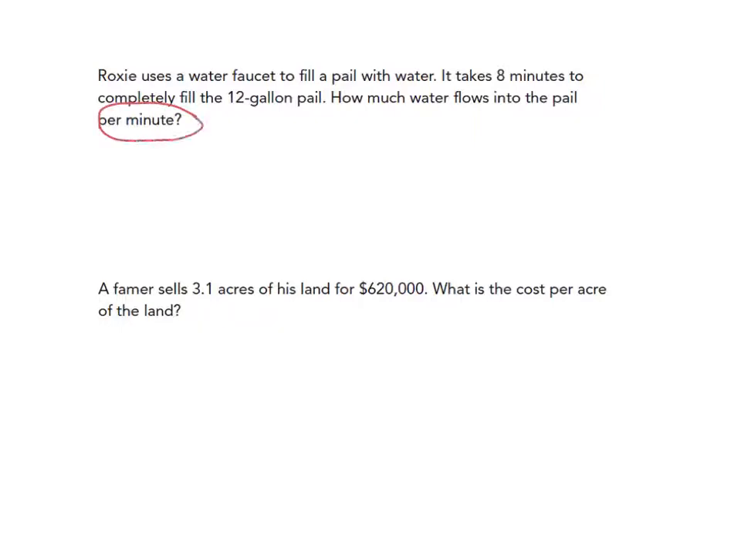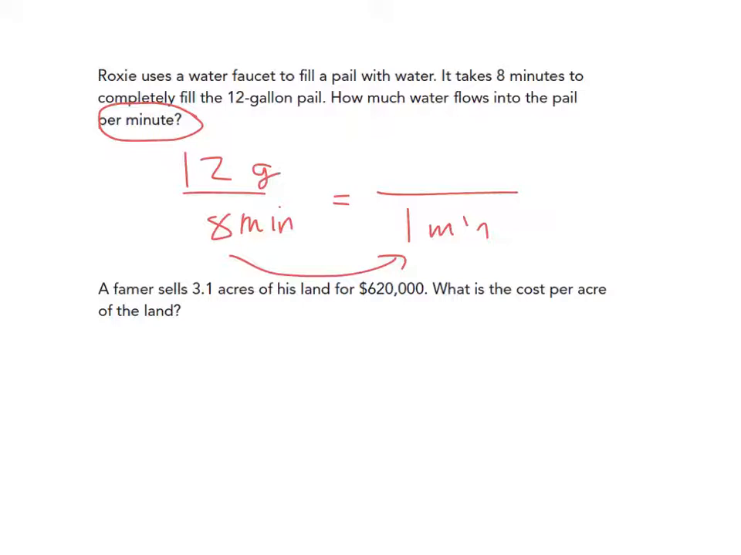So that means I'm trying to get from whatever minutes they told me down to 1 minute. They told me that it fills 12 gallons in 8 minutes, and I'm going to want to make it into 1 minute. If I simply do division by 8 and do division by 8, 12 divided by 8 is 1.5. So it tells me it's a gallon and a half per minute.